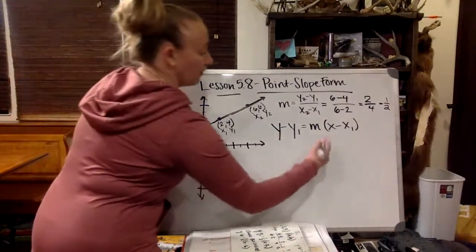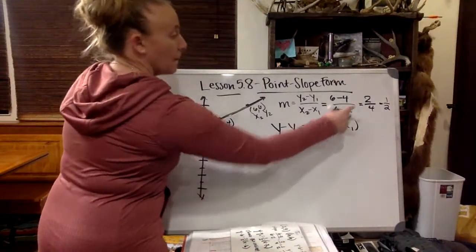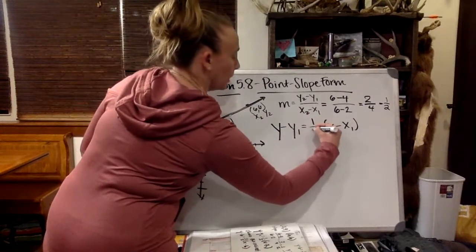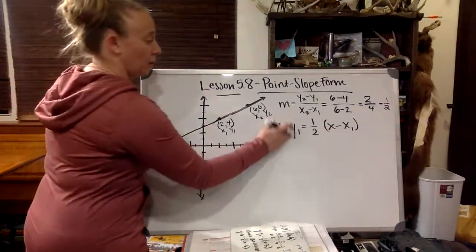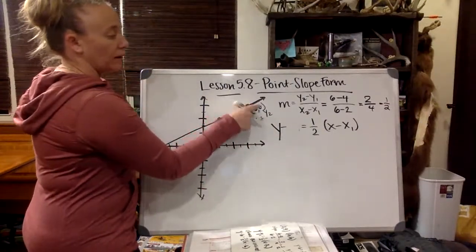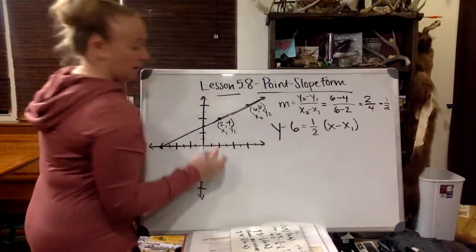So I am going to first add my slope in here. And then I'm going to put my x and y values. So my y sub 1 value, I'm going to say is 6.